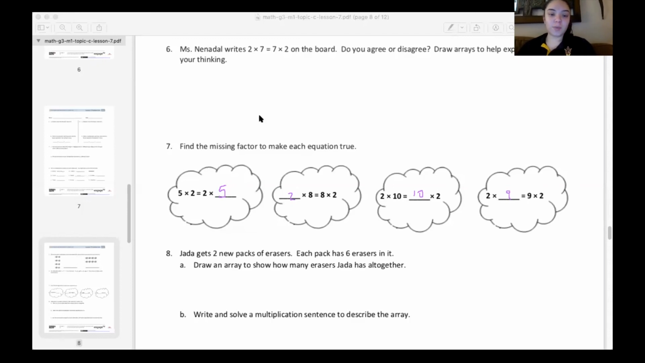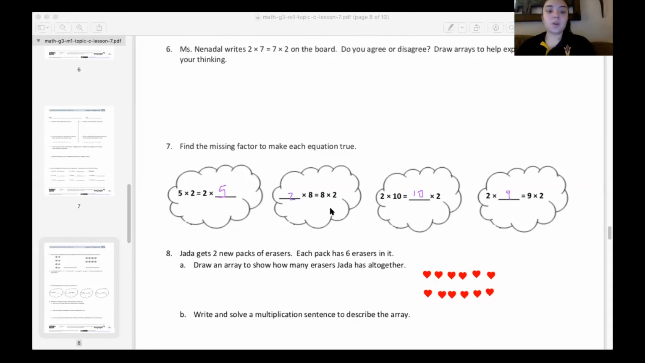Jada gets 2 new packs of erasers, and each pack has 6 erasers in it. Draw an array to show how many erasers she has altogether. So I have 2 packs of erasers, and each pack has 6 in them. So I'm going to draw my first pack here. I have 6, and I'm going to draw my second pack.